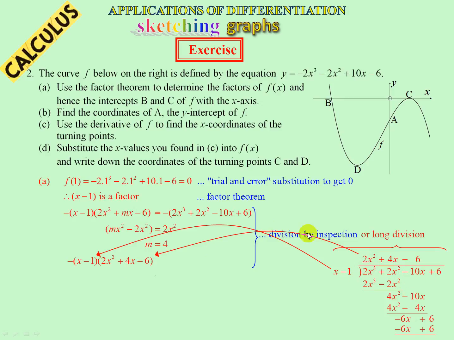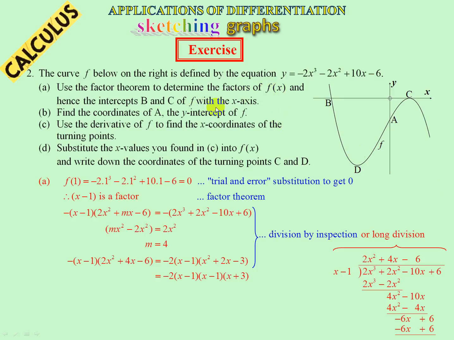Notice I'm dividing into the inside of that. I'd rather take the negative out to avoid complications. Now that will factorize further. First of all, that has a common factor of 2, so I've taken it out and put it at the beginning, and that factorizes. Here it is. So we found the factors of f of x.